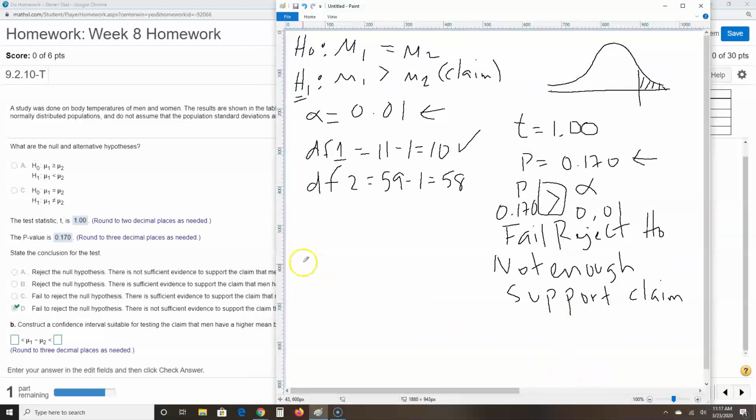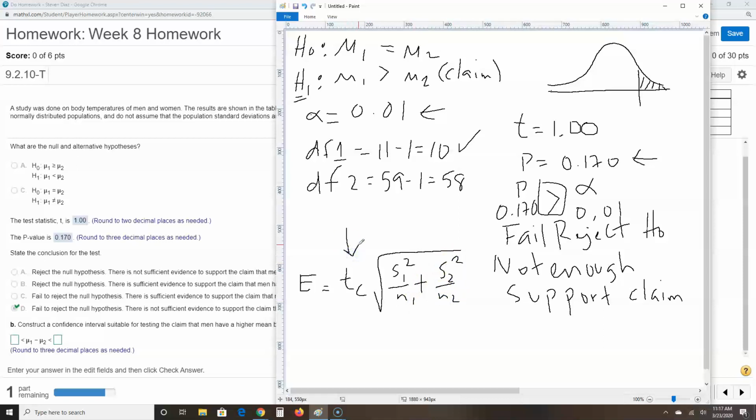All right, I need to construct the interval. I need to find E first. And how do I find E? E is TC times the square root of S1 squared over N1 plus S2 squared over N2. I forgot, this is N1 over N2. Okay. First, we need to find TC.